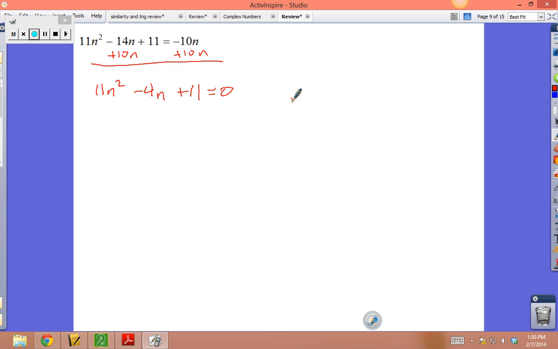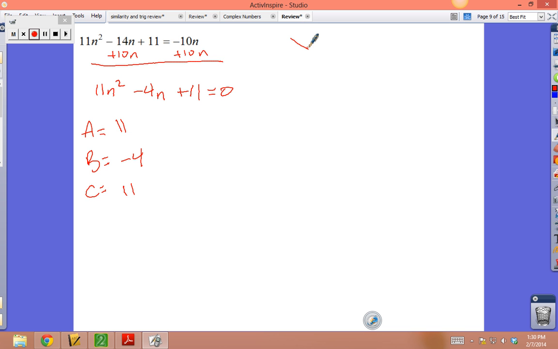Now, you got to identify the value of A, the value of B, the value of C, and let's use the quadratic formula. So A is going to give you 11. B is negative 4. And C's got to be 11.